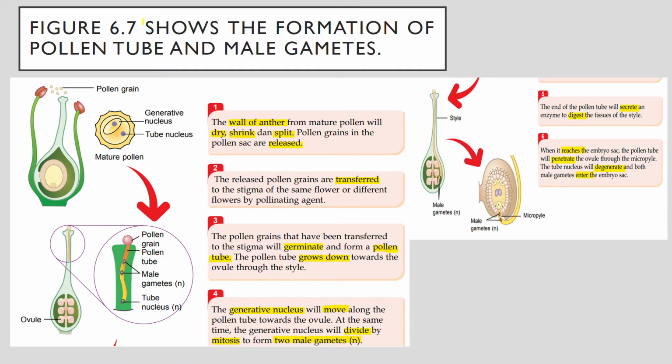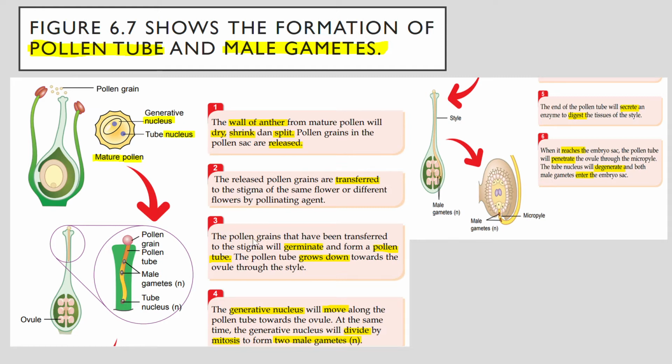Okay, now let's look at the formation of pollen tubes and also the male gametes. For this, you have to recall the previous lesson, where we talked about the formation of the pollen grains. We end up having this pollen grain, the mature pollen, consisting of these two nuclei, which are the generative nucleus and also the tube nucleus.